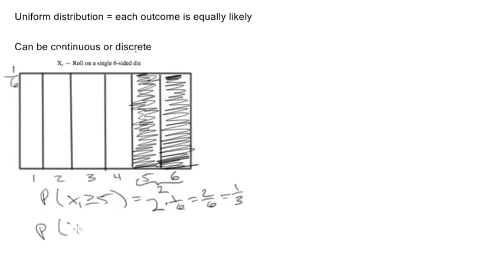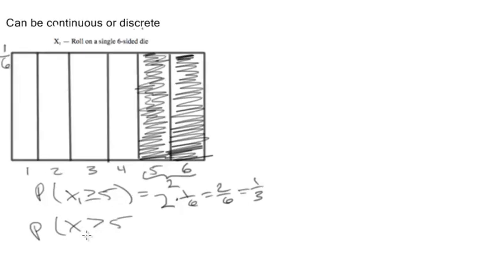Now, the probability that x is strictly greater than 5, I'm sorry, I really meant strictly greater than 5. Well, now I'm not shading in 5, I'm only shading in the 6, because now the 5 is not included. I'm going to have to do a clean graph again in a second. So now what's shaded in is equal to only 1/6 of the graph, or the width is 1 and the height is 1/6, so that gives us 1/6.